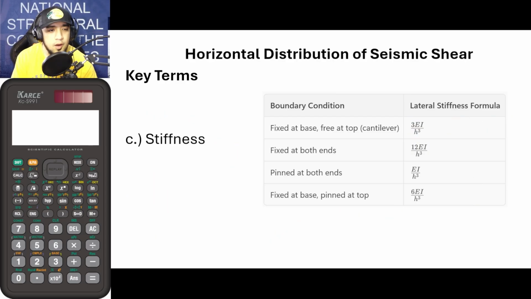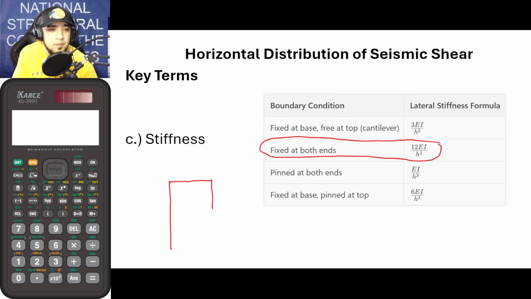So for our series of lectures, we will be using this particular formula, which is fixed at both ends, because we are assuming that our building will be a special moment frame. And when we say moment frame, suppose that this is the building and we have beams per floor. If we are analyzing a particular column here, suppose that this is the column.